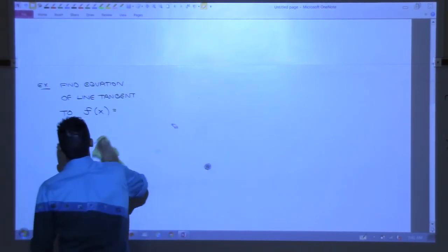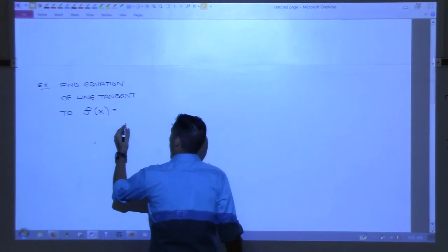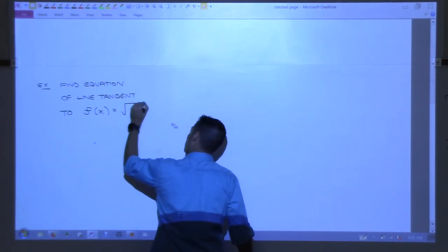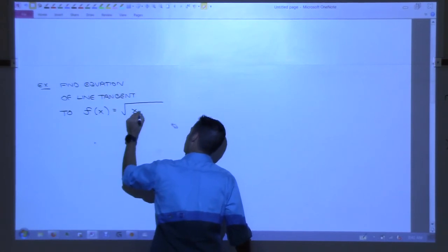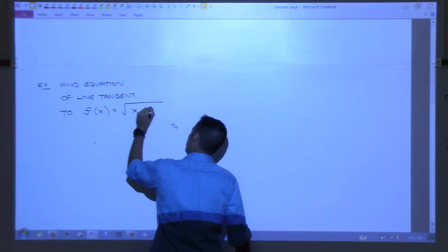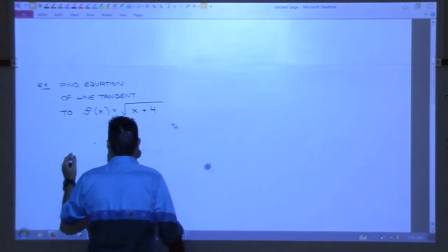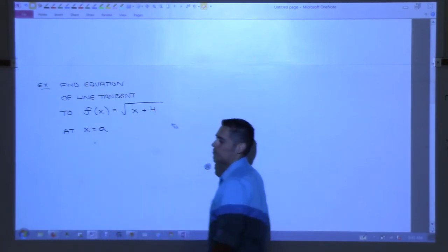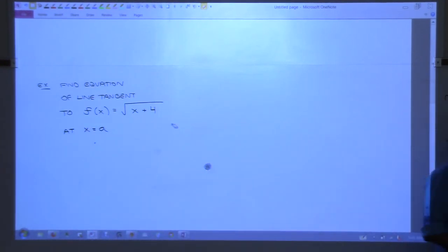All right, find the equation of the tangent line to f of x equals the square root of x plus 4 at x equals a. So this time I'm forcing you to do a instead of giving you a list.